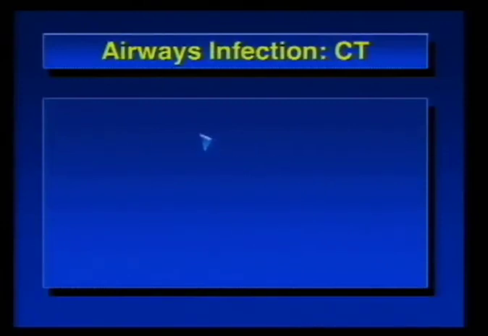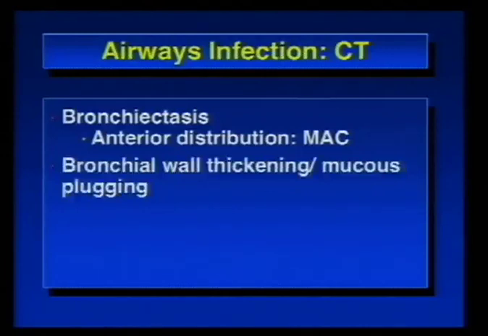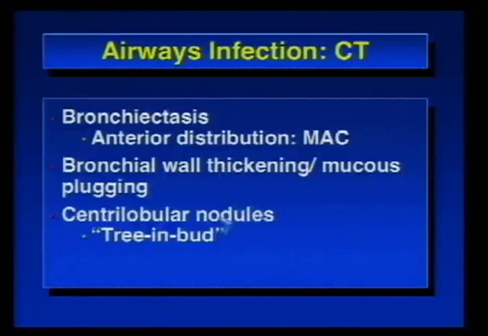Okay, so anyway, airways infection on CT. What are we looking for? Bronchiectasis. If you see anterior distribution of bronchiectasis or nodules, like tree in bud, centrilobular nodules, that is MAC. Just say MAC is the most likely diagnosis, especially if you see anterior distribution, meaning what? Lingula, right middle lobe, and anterior upper lobes. It doesn't have to be only the anterior distribution, but that's the slightly predominant distribution. Also, you can see bronchial wall thickening and mucus plugging with airways infection. Centrilobular nodules are very common, especially tree in bud nodules, which is the branching pattern.